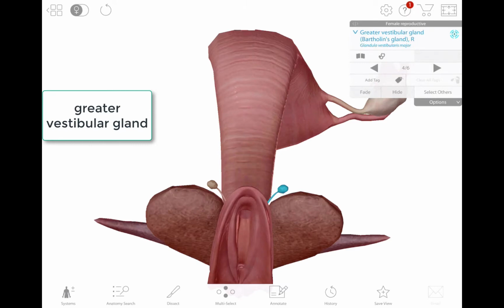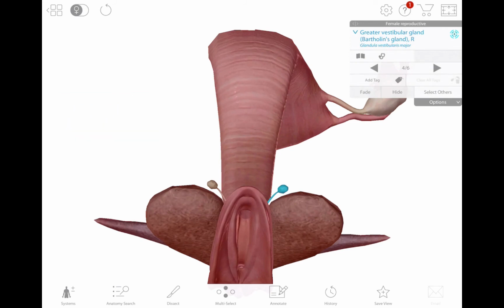One of the pathologies that can happen is that the place where these glands exit into the vestibule can get clogged. And when it gets clogged, these glands can actually swell up. And that can get to varying degrees of discomfort depending on how far it goes before it's addressed.